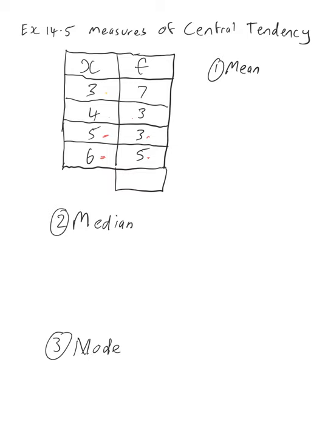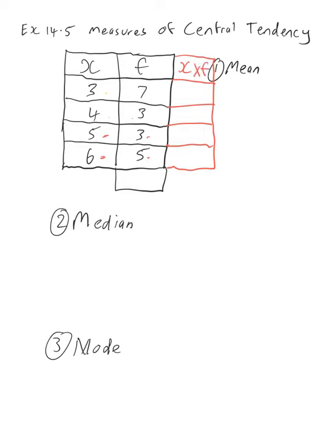We could go 3 plus 3 plus 3 plus 3 plus 3 plus 3 plus 4 plus 4 plus 4, excuse me, plus 5 plus 5 plus 5, etc. Okay, or we can take a bit of a shortcut here when it's in a table like this, and particularly sometimes you've got way more numbers than this. Okay, so what we're going to introduce is a new column called the X times F column.